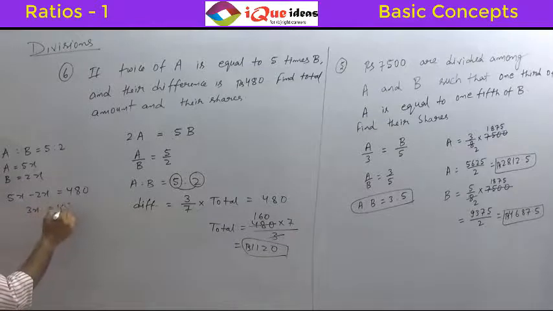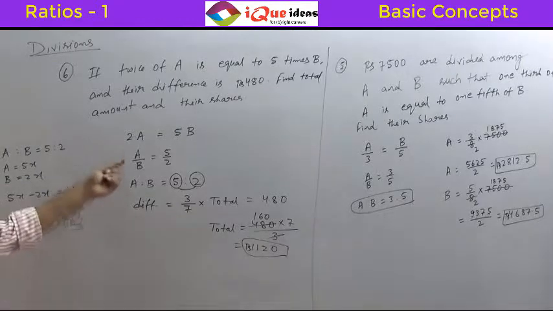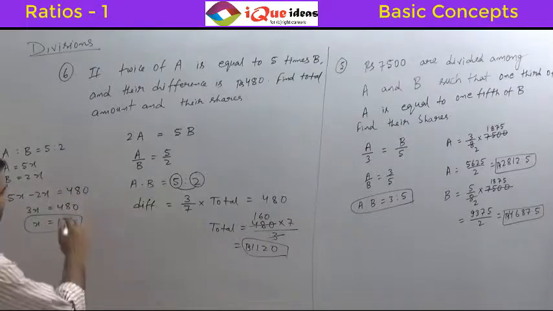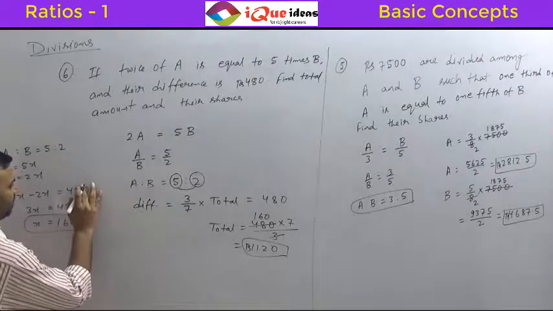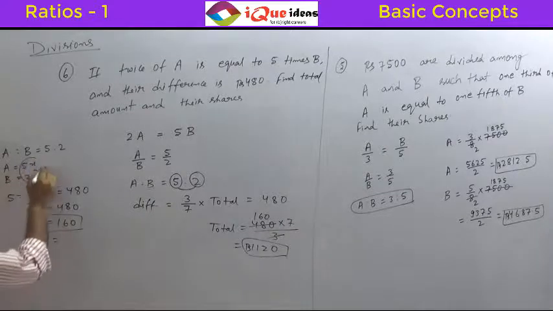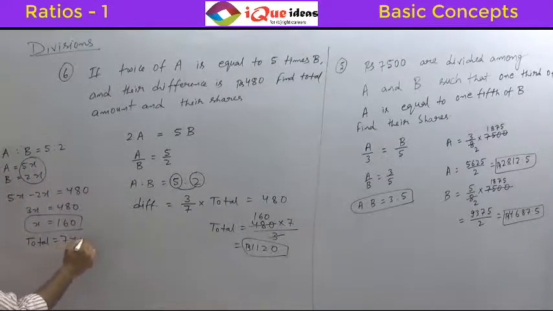So 3x is equal to 480. So x is equal to 160. I wouldn't say which method is better. Because of the numbers involved, the time taken is going to be the same. Numbers are simple, so the time taken is going to be the same. Now x is 160, the total amount will be equal to 5x plus 2x, that is 7x, 7 into 160, which is 1120 rupees. So these are the total amounts.